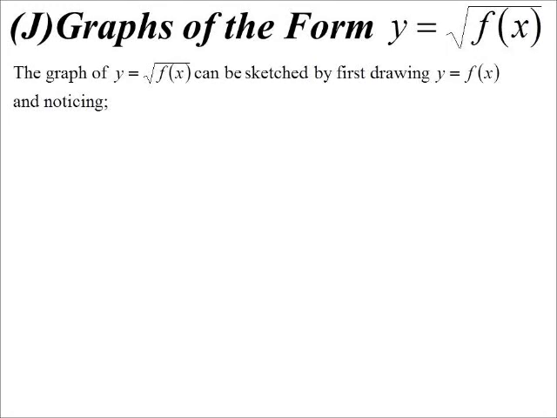Now let's have a look at what happens if we have a fractional indice. And the only one we really worry about is the square root, so power of a half. So we look at this one, y equals the square root of the function. Right, well, we know for a start we can only find the square root of a positive number. So anywhere where the original graph was negative, it's just going to disappear. You can't find the square root of a negative number.